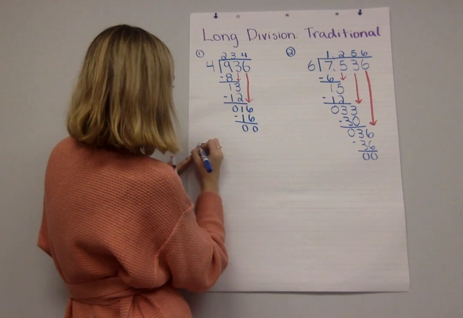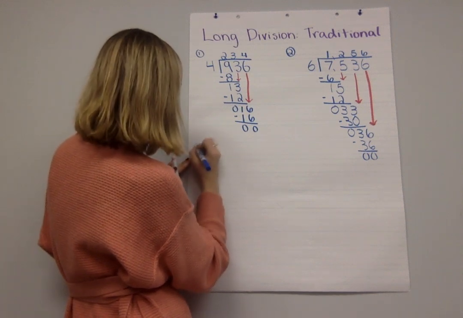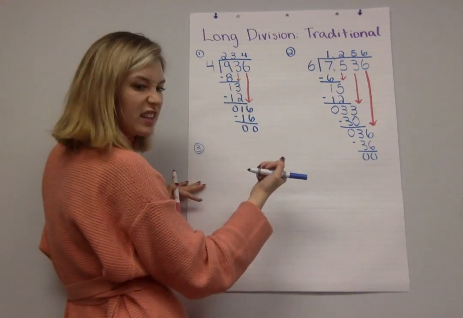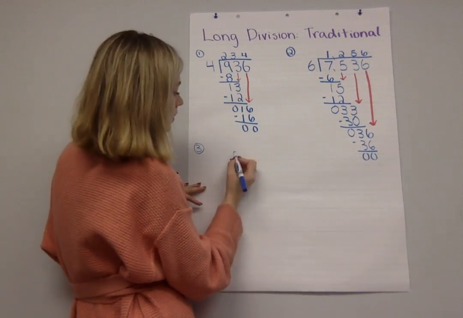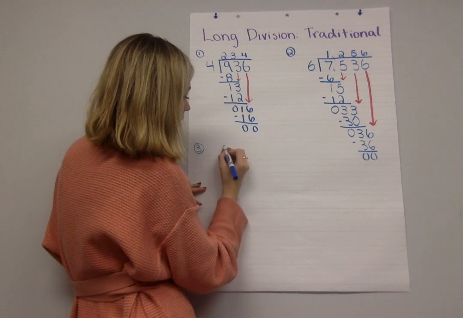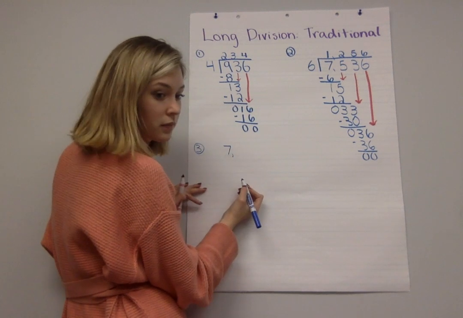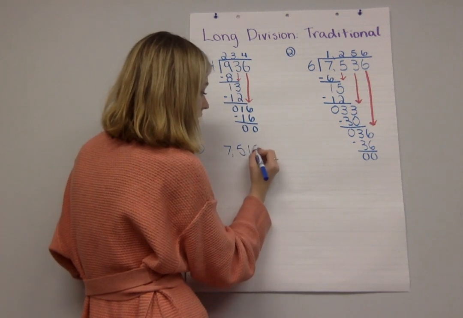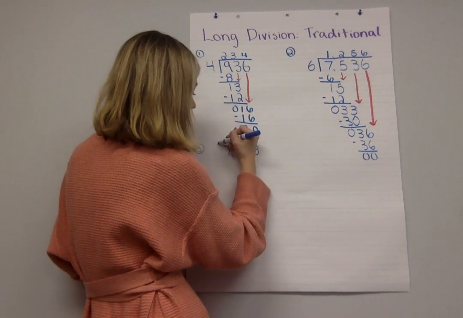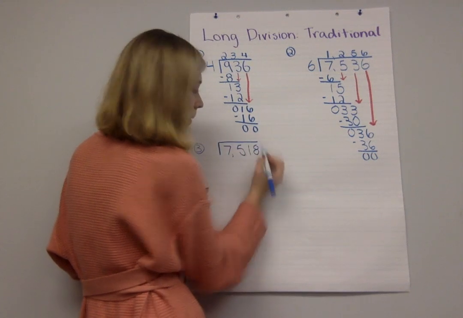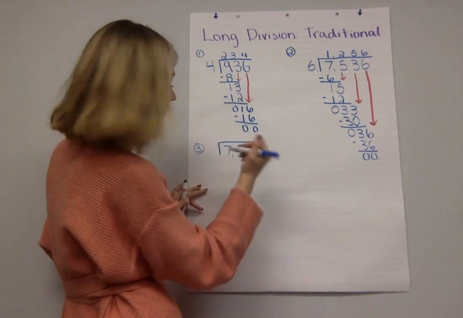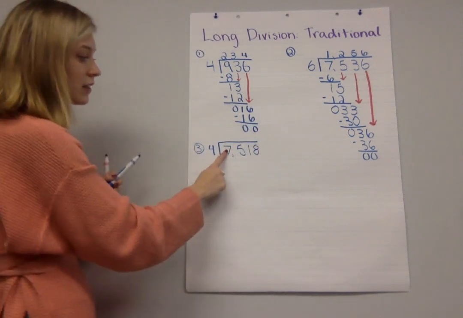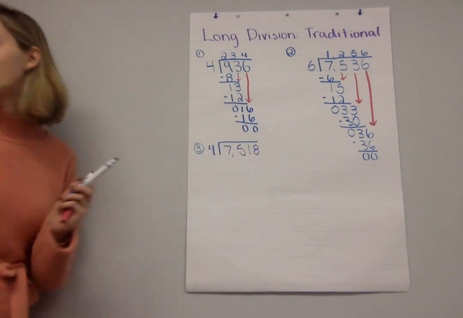This one over here, number 3. I'll give you a second to write it down. 7,518, all divided by 4. I'll give you a second to write that down. 7,518 divided by 4.